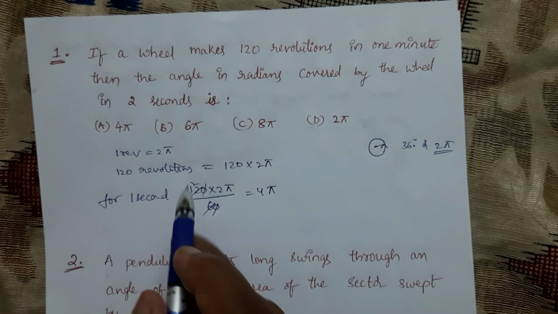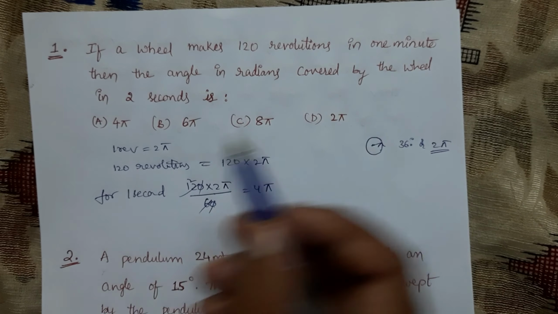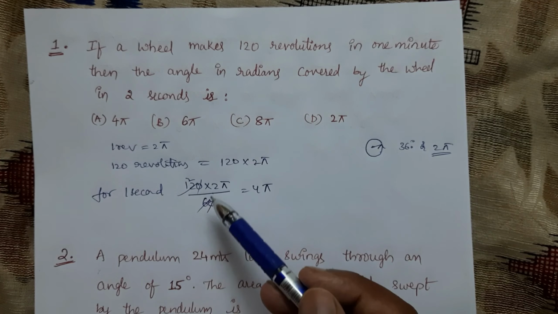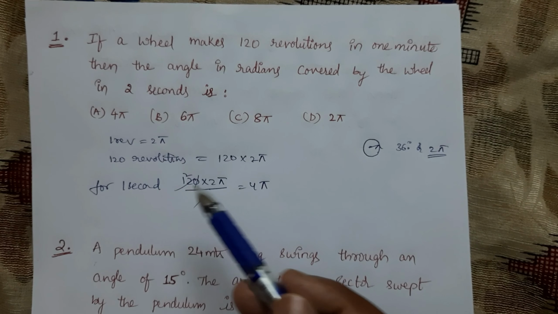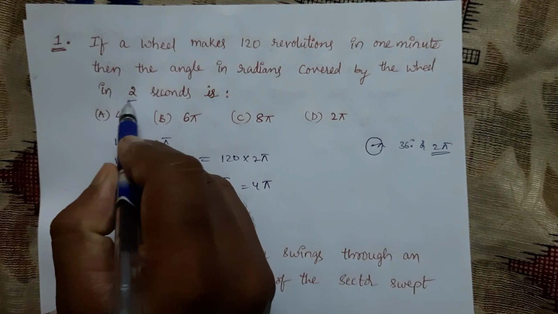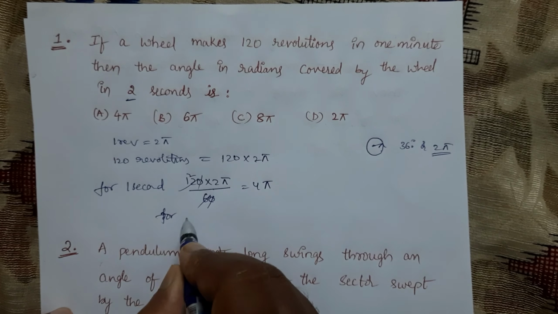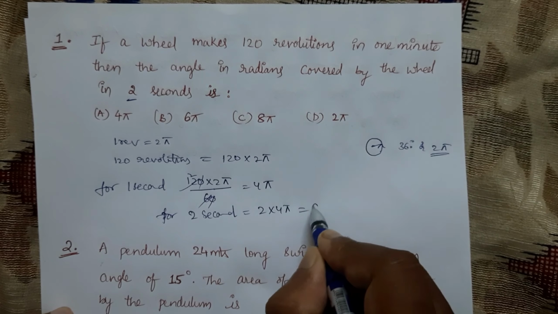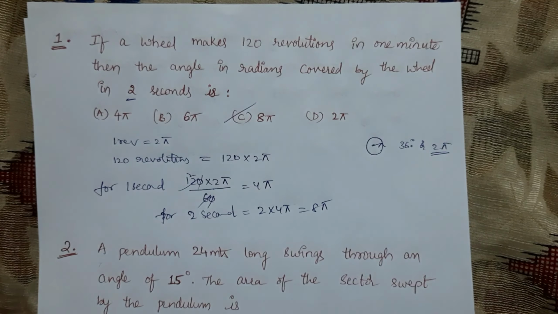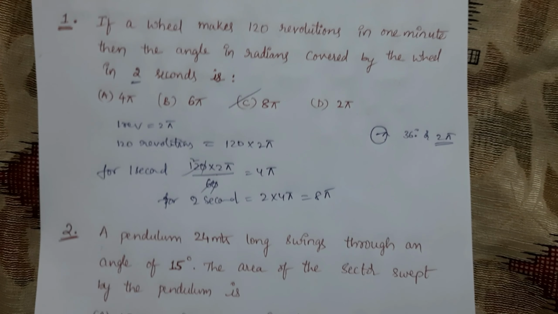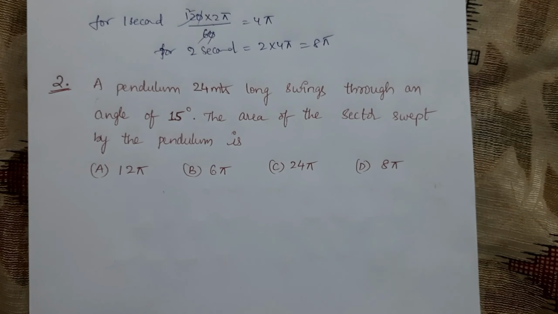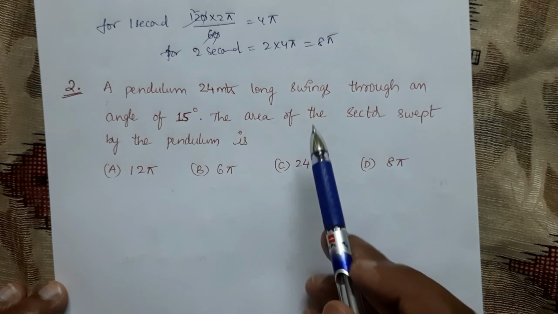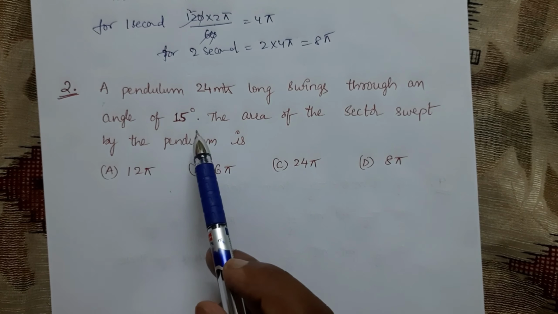120 revolutions means 120 into 2 pi, but that is in 1 minute, and we are going to find seconds. So to convert minutes into seconds, divide by 60. So for 1 second we got 4 pi. Therefore, as they are asking for 2 seconds, it will be 2 into 4 pi, which is equal to 8 pi. Okay, see this. Next, question number 2. A pendulum 24 meters long swings through an angle of 15 degrees.